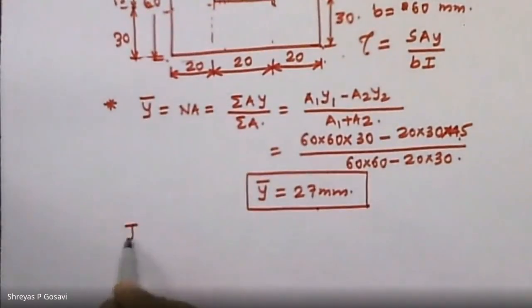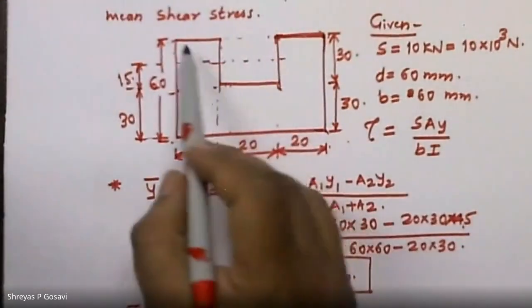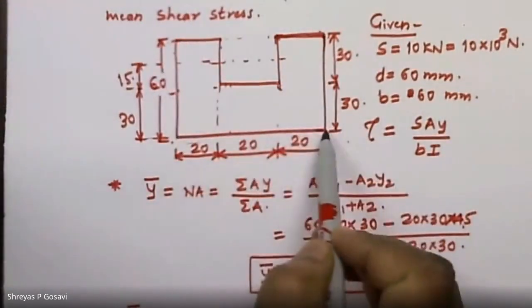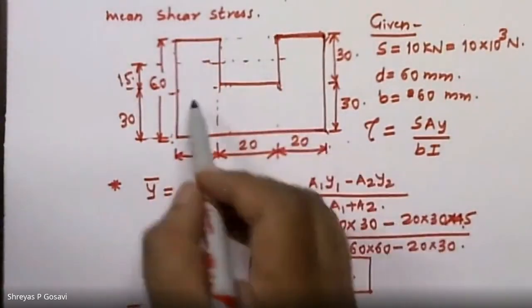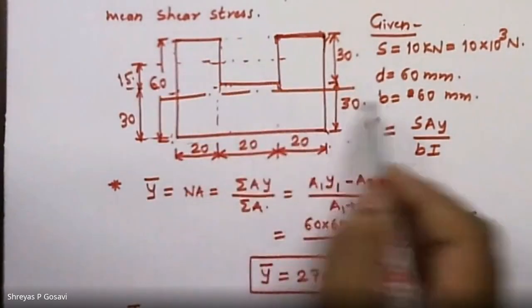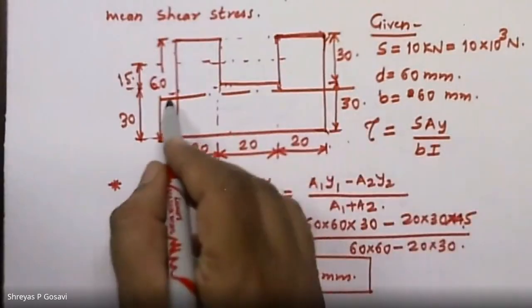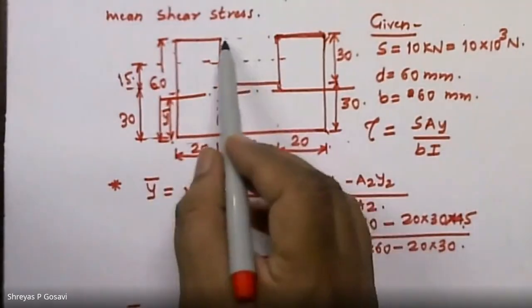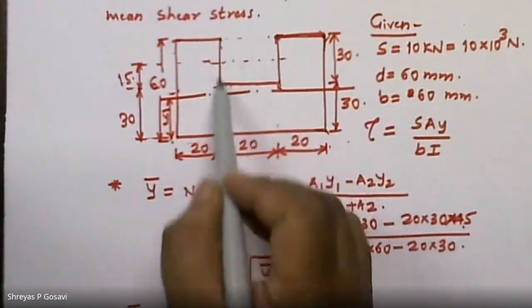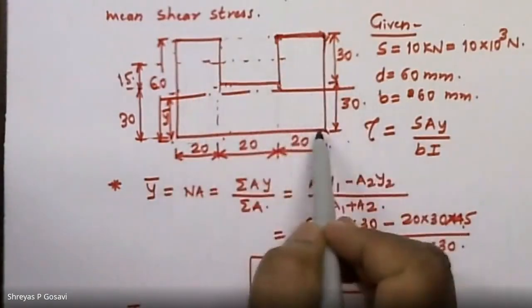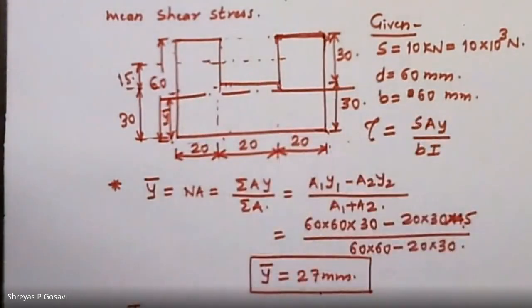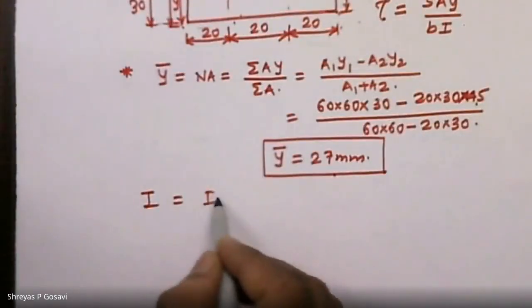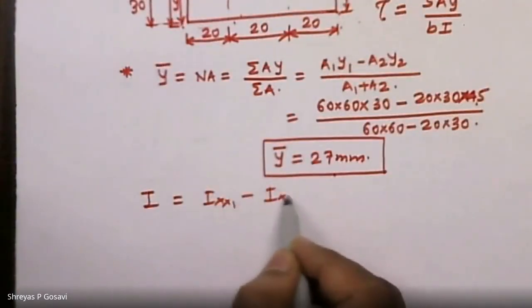Now the moment of inertia about the neutral axis. Again we'll apply the similar principle, that is we'll compute the moment of inertia of the entire outer section about the neutral axis. The neutral axis is now at 27 millimeters from the base, and we'll subtract the moment of inertia of this hollow slot from the moment of inertia of this outer section. So it will be Ixx1 minus Ixx2.